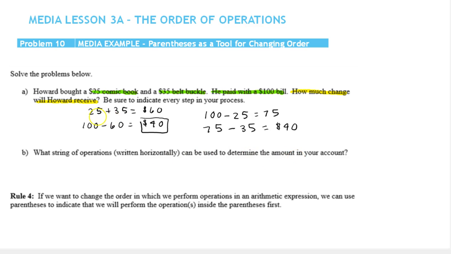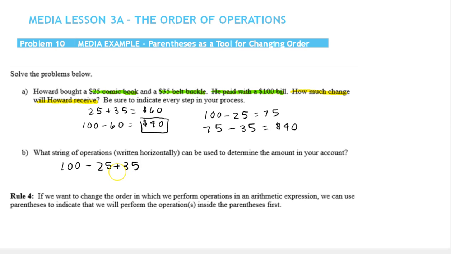Now here, notice what happened is we added these two numbers first and then we subtracted that result from 100. So if we just wrote 100 minus 25 plus 35, notice this wouldn't give us the correct answer if we followed the order of operations. The order of operations would say do the subtraction first, we'd get 75, and then we'd add 35 and end up with more money than we started with, 110. What we really want to do is subtract this entire quantity.